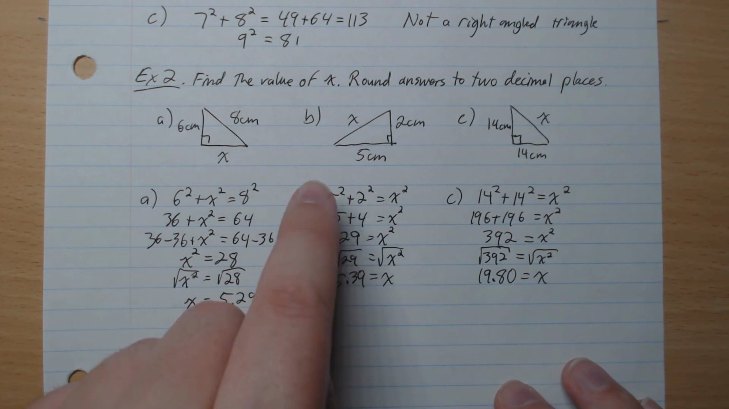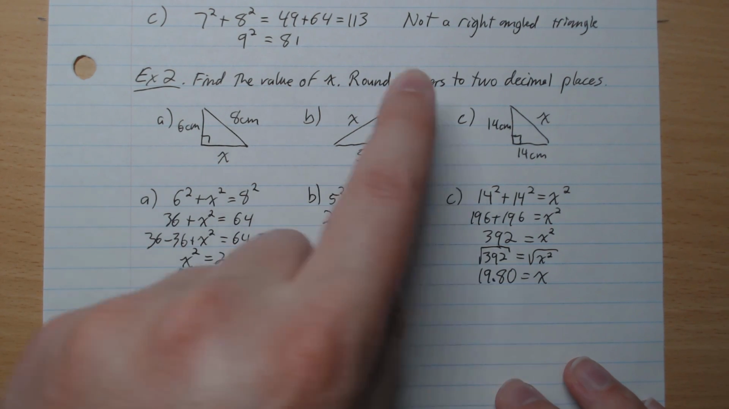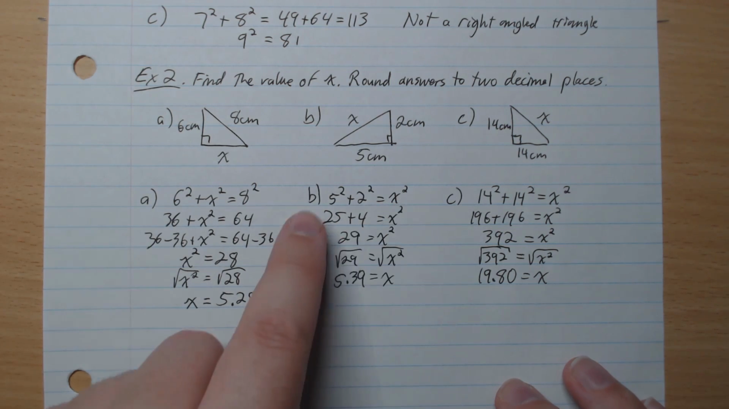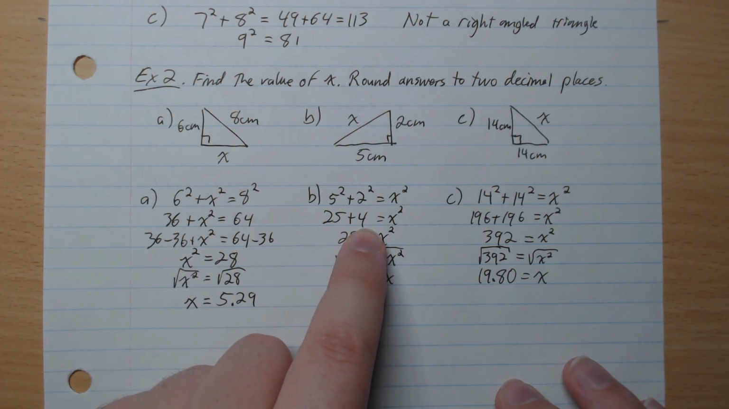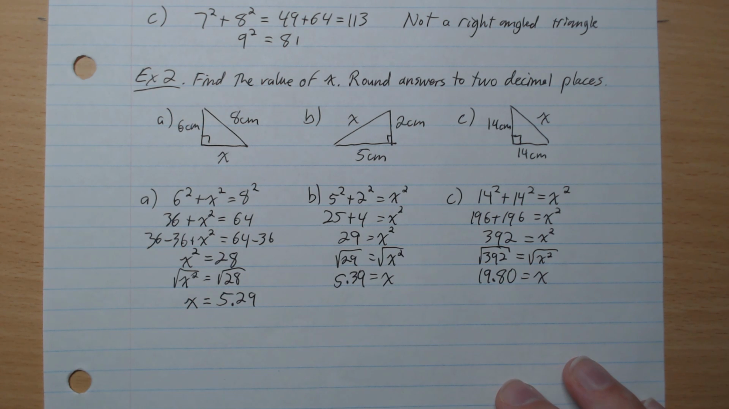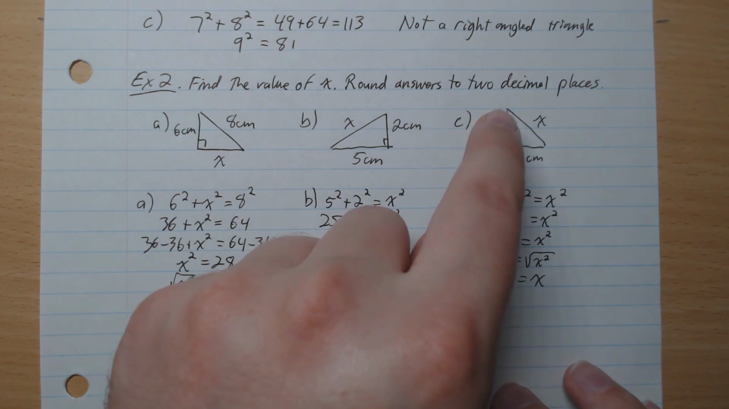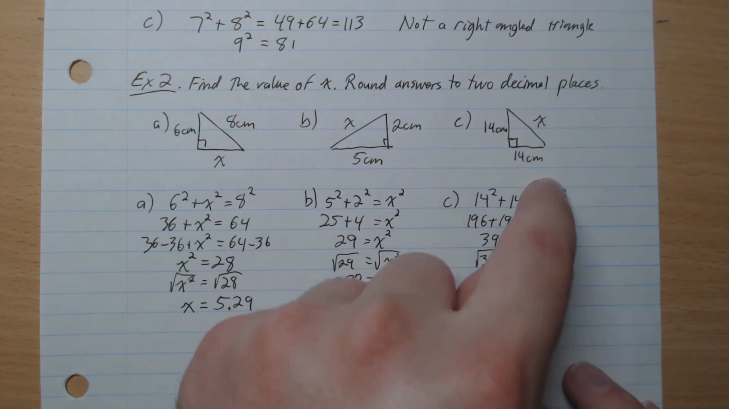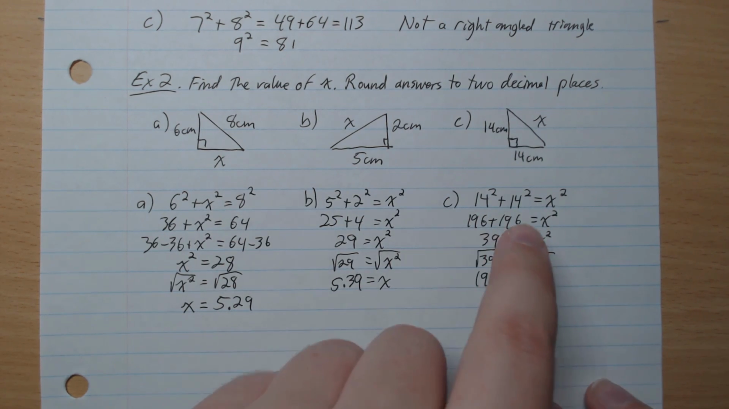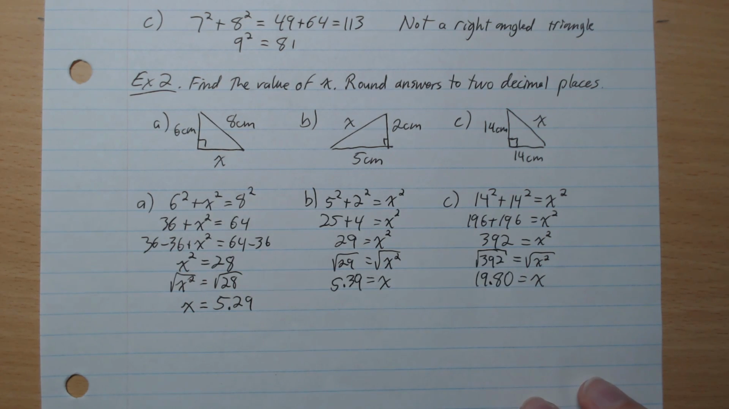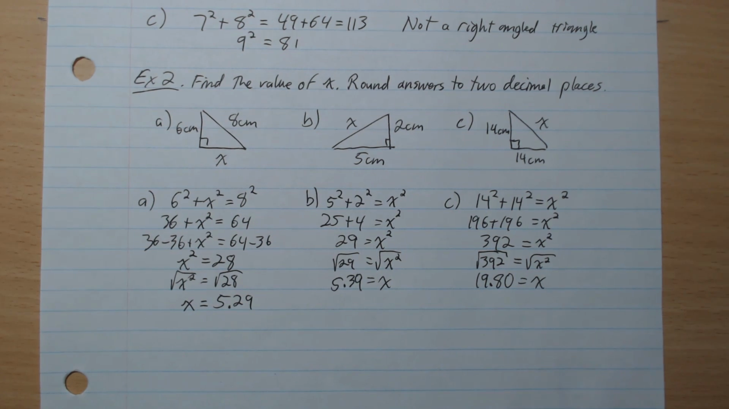B, we have 5 squared plus 2 squared equals x squared. 5 squared is 25, 2 squared is 4, so 29 equals x squared. Square root both sides, x equals 5.39 as our approximated value. C, 14 squared plus 14 squared equals x squared. 196 plus 196, so 392. Square root both sides to get x on its own, so x is root 392, and that gives approximately 19.80.